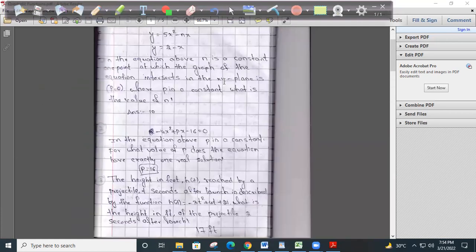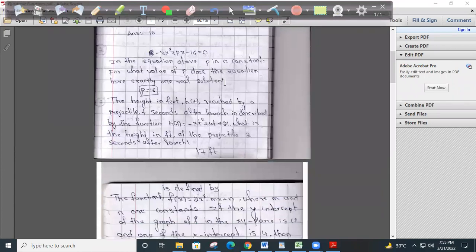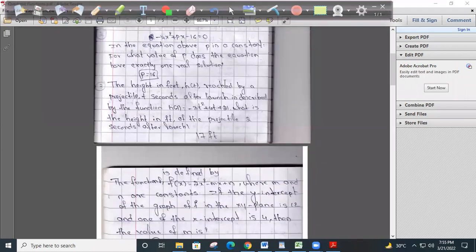Most of them are simple. The function f is defined by f of x is equal to 2x square minus mx plus n, where m and n are constants. If the y-intercept of the graph of f in the xy plane is 12 and one of the x-intercepts is 4, then the value of m is... Give me your answer. Whatever the answer is, just type your answer for this. Please be fast.